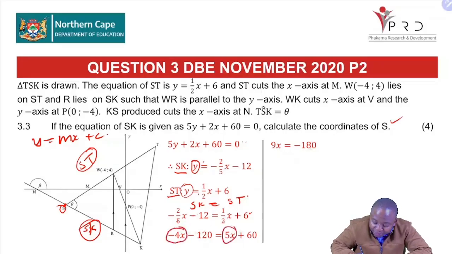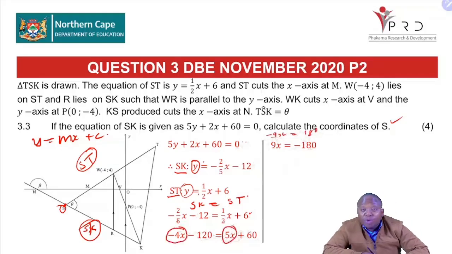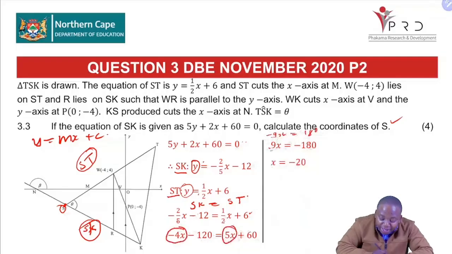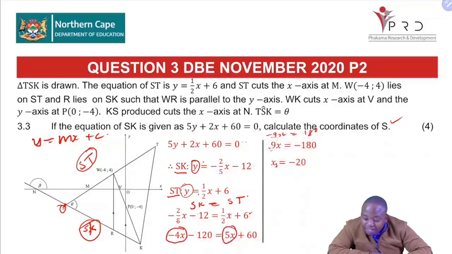So -4x minus 5x, what are we going to get? We are going to get -9x. It equals 60 plus 120, which becomes 180. I can divide by -1 on both sides. I get 9x equals -180. Then I can divide by 9 on both sides. Then I get x equals -20. After I get x equals -20, the x coordinate of S is -20.